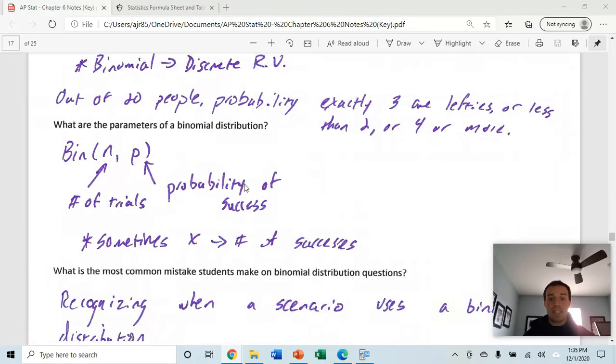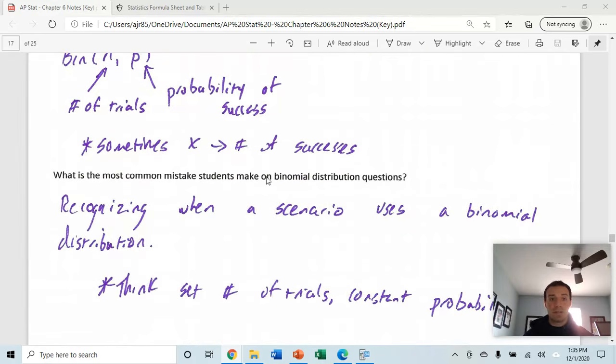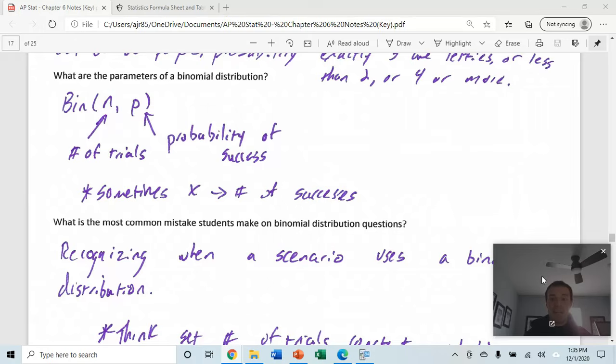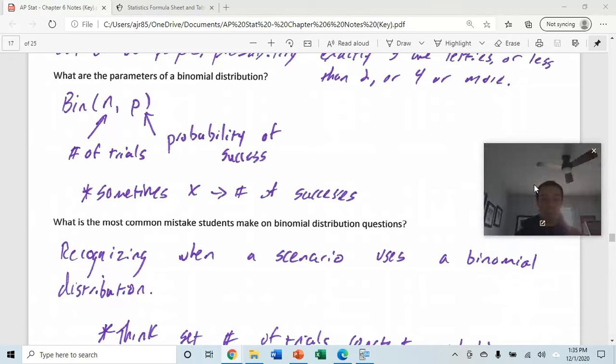The most common mistake when we're dealing with a binomial probability problem is recognizing that the scenario represents a binomial situation. So you want to think to yourself when you're asked a probability question to determine if it's binomial, that you have a set number of trials and you're looking for the number of successes in those trials.